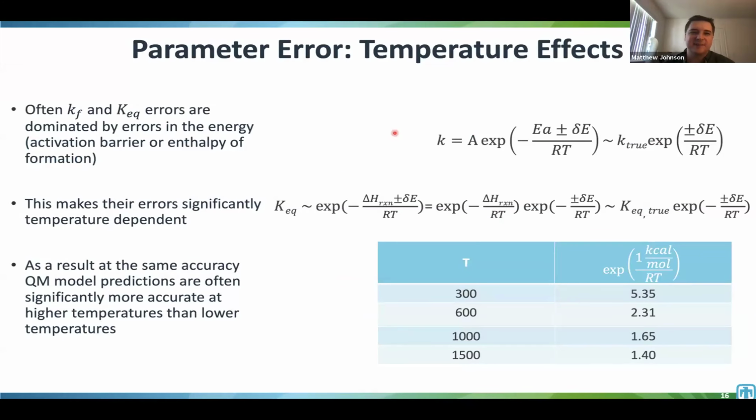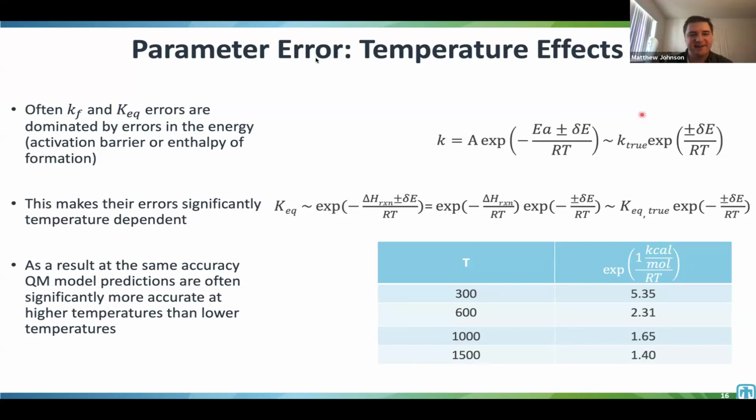Now, another really important aspect of these parameter errors is that they're very sensitive to temperature. So our rate coefficients and our equilibrium constants are often dominated by errors in the energetics, the activation barrier or the enthalpy of formation. And when you break all of this down, you end up with this error factor of the exponential of delta E over RT. And this makes our errors significantly temperature dependent.